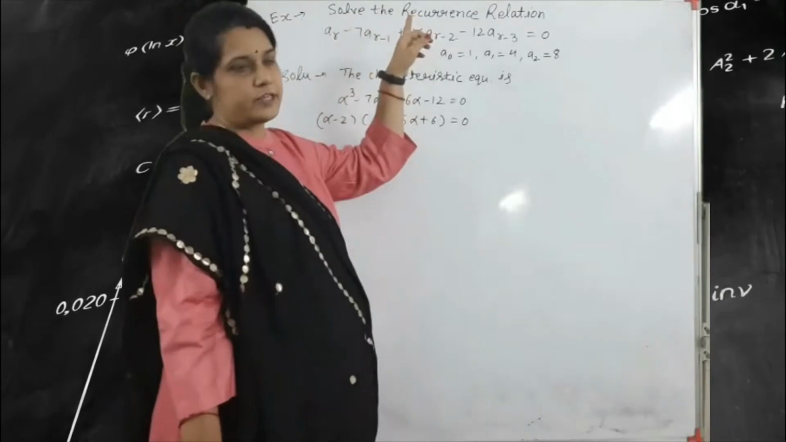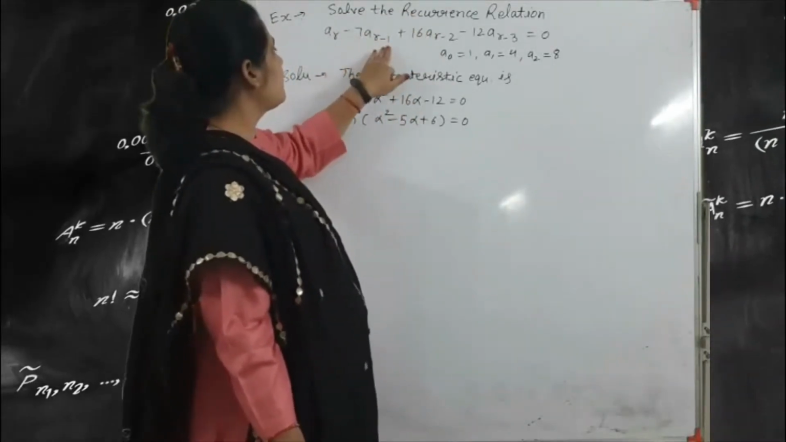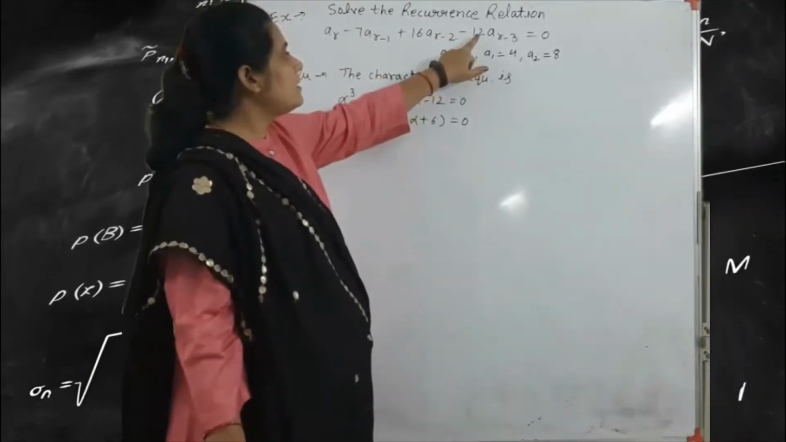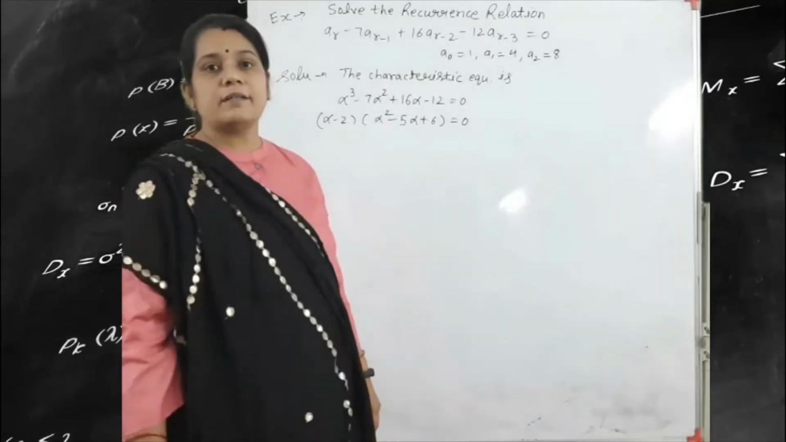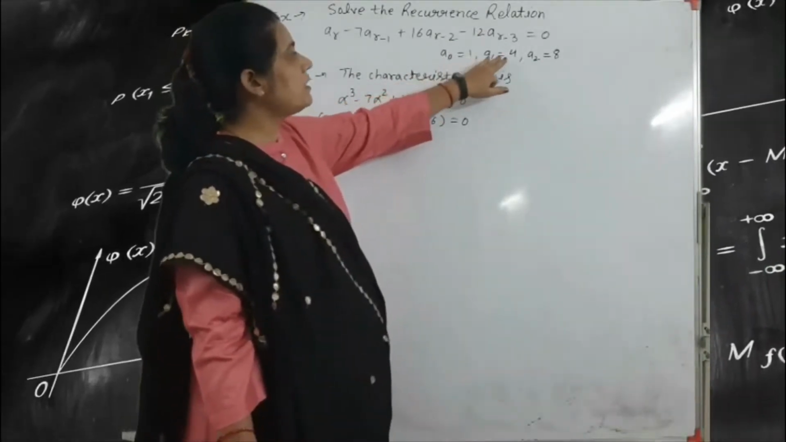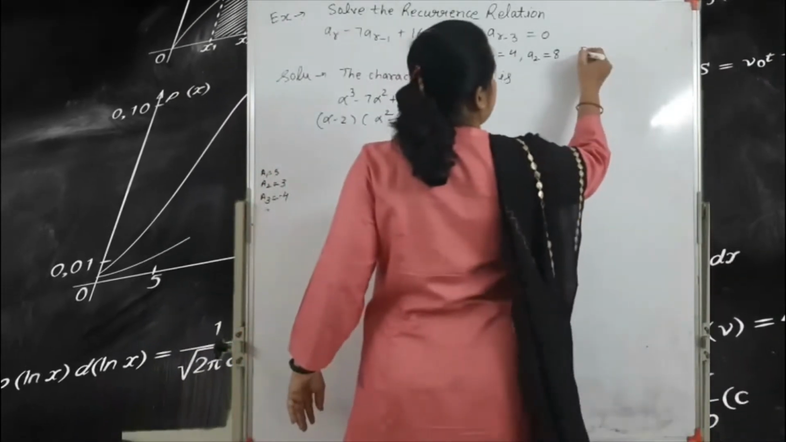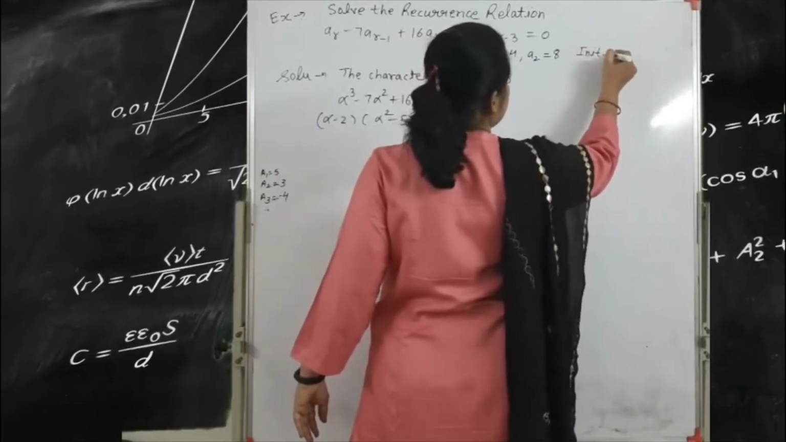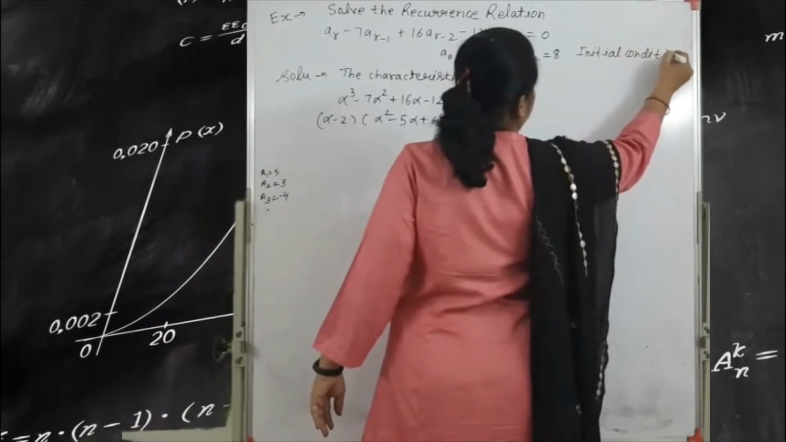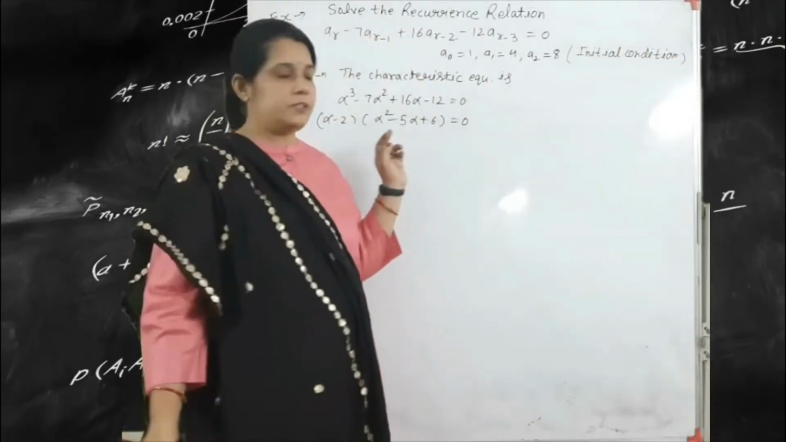Solve the recurrence relation a_r minus 7a_(r-1) plus 16a_(r-2) minus 12a_(r-3). And here a_0 equal to 1, a_1 equal to 4 and a_2 equal to 8. This is the initial condition, already given in your question paper.